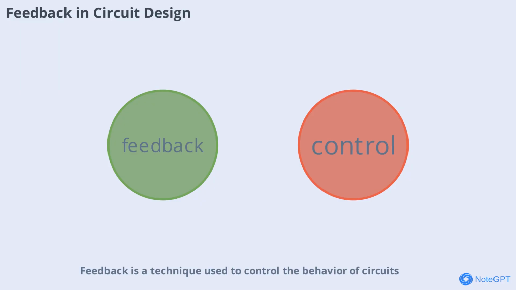Feedback is a technique used to control the behavior of circuits, especially in amplifiers and control systems. By feeding a portion of the output back into the input, designers can stabilize or enhance performance. Positive feedback can increase gain, while negative feedback improves stability and reduces distortion. Mastering feedback is key to advanced circuit design.